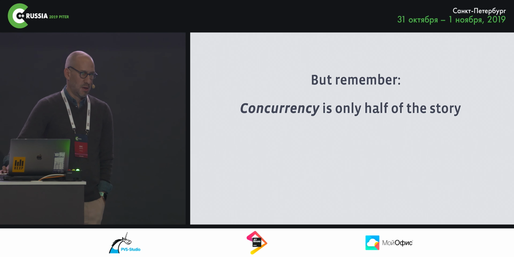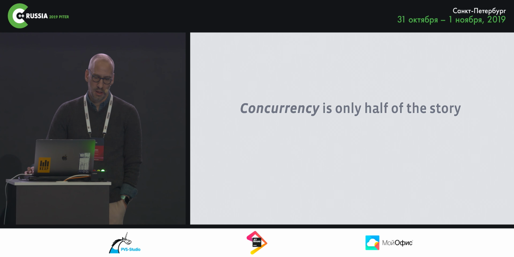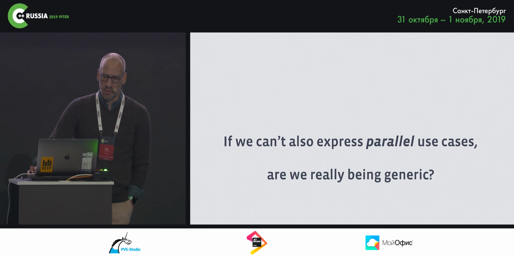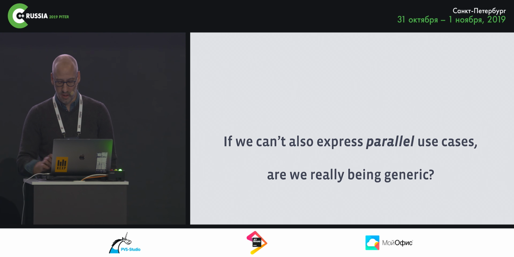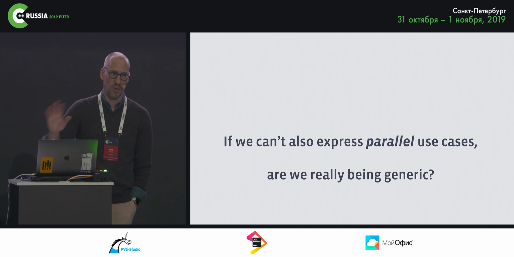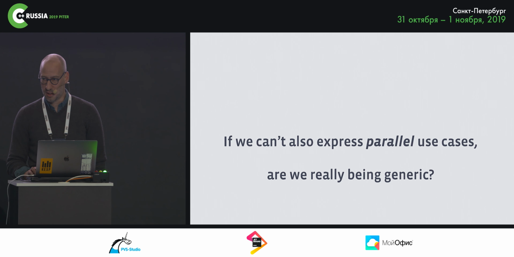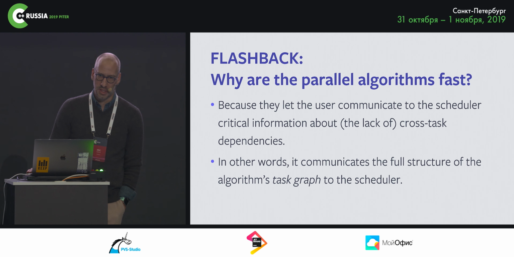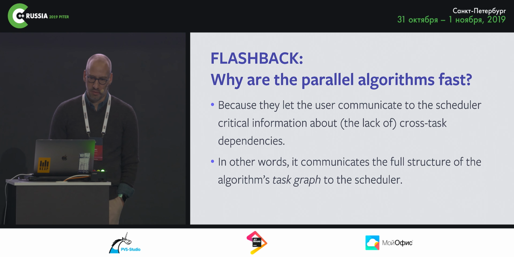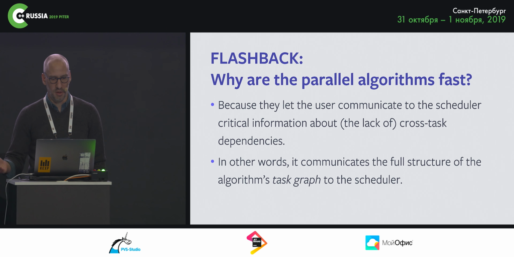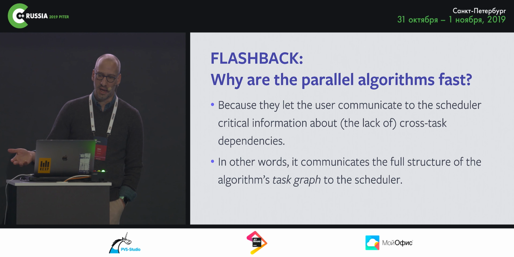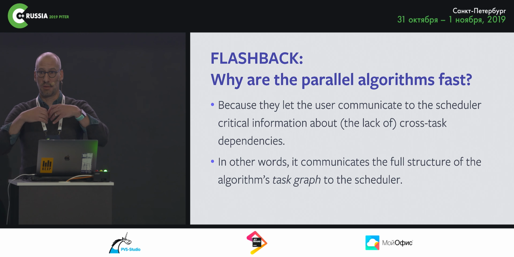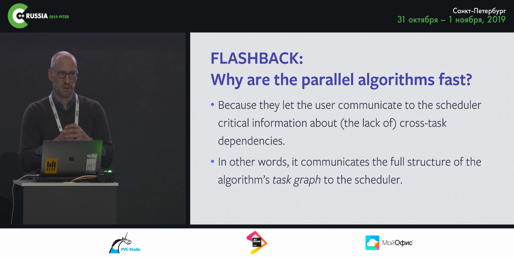All right. So far we've been talking mostly about concurrency. What about parallelism? Now, unfortunately, we don't have enough time for me to go into detail on how sender-receiver supports parallelism, but I'm going to wave my hands at you and sketch a little picture of how it's supported. Remember this slide from earlier in the talk. Why are the parallel algorithms fast? Because they let the user communicate to the scheduler information about the lack of cross-task dependencies. In other words, it communicates the full structure of the algorithm's task graph to the scheduler before launching the tasks. And that's the key.